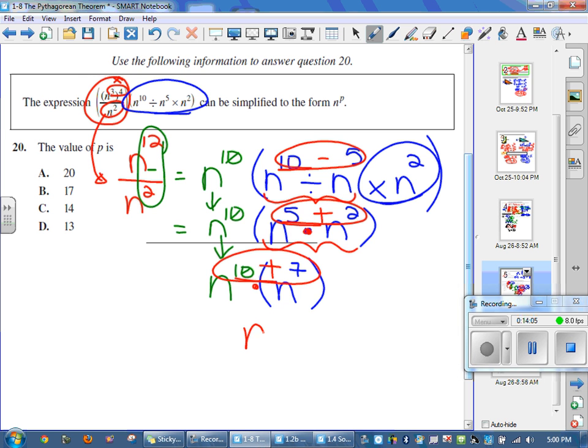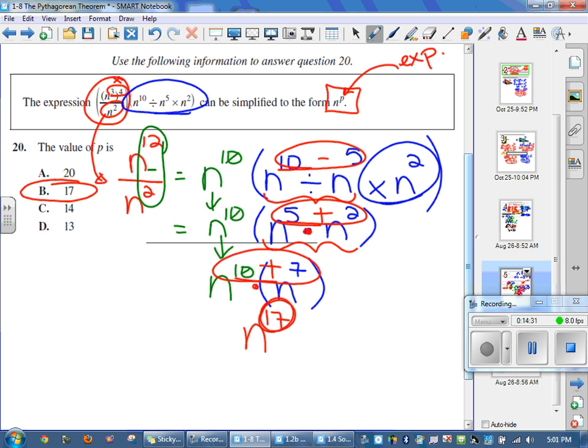So let's take a look at the top. The value of p has to be 17. How come? Because it's saying my answer is going to be n exponent letter p, and they want us to know what that letter p is. Well, letter p is the exponent I'm trying to find, and the exponent I found is 17. Okay, let's move on to the last couple questions.